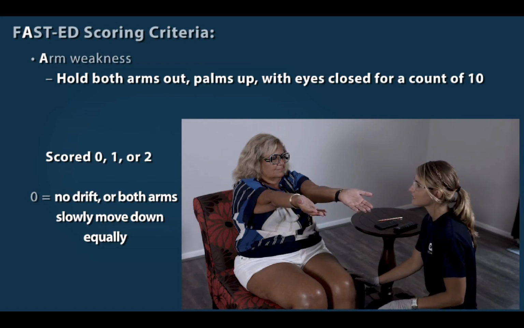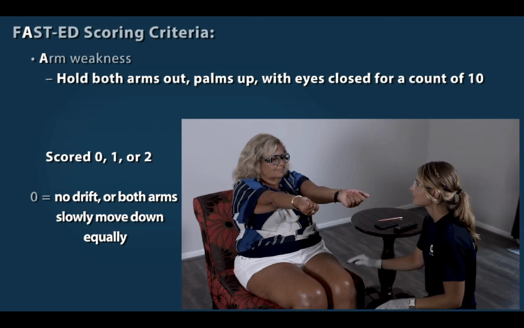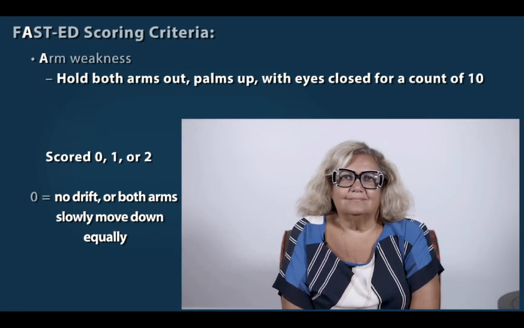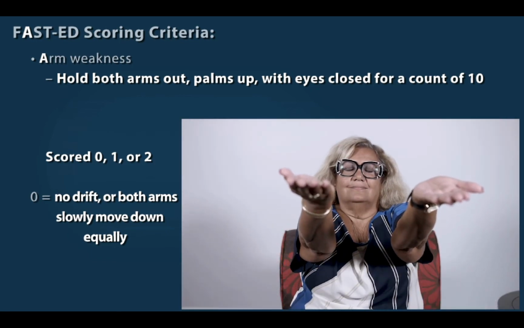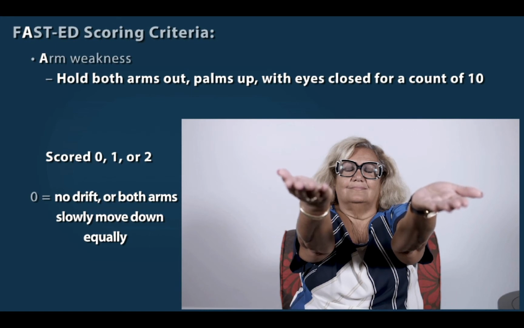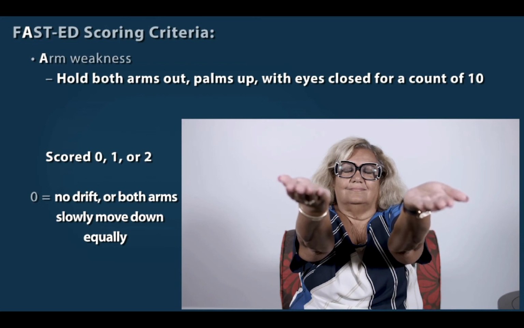A score of 0 indicates no drift, or both arms slowly move down equally. Ma'am, I'm going to have you lift both arms up, palms up, close your eyes. Now keep them there for a count of 10. 1, 2, 3, 4, 5, 6, 7, 8, 9, 10.